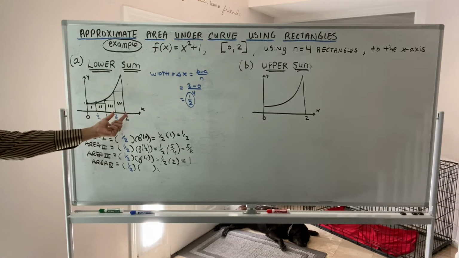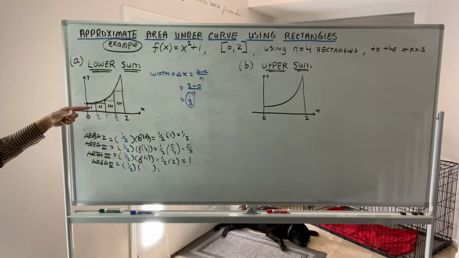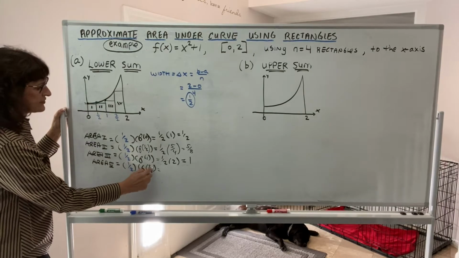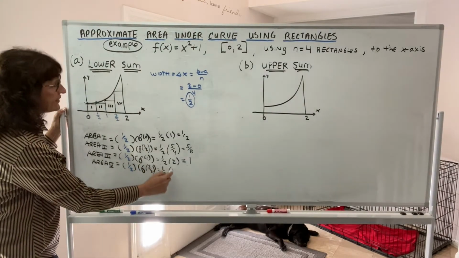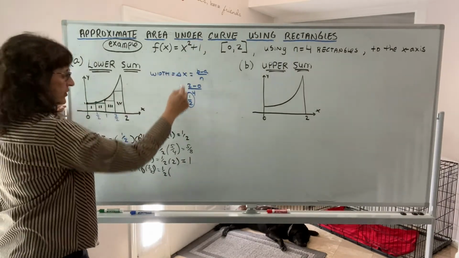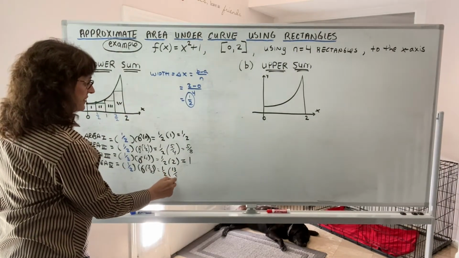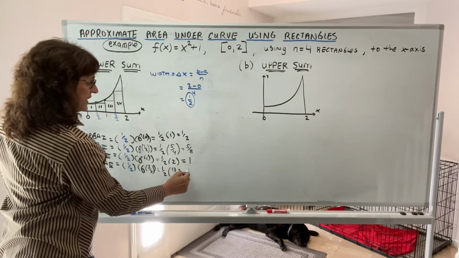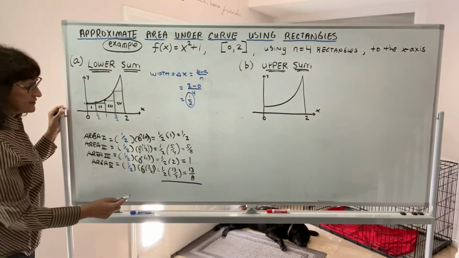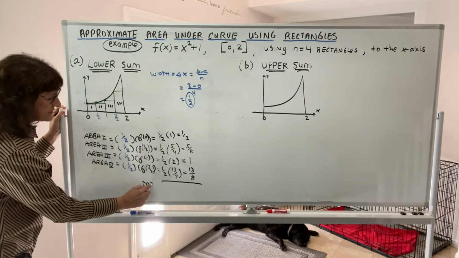Our fourth rectangle width is 1/2, and what is the height? The height is going to be the function value at 3/2, f of 3/2. So 1/2 for the width, and 3/2 squared is 9/4, and 9/4 plus 4/4 gives us 13/4. Multiply that by the width of 1/2, and you get 13/8. So what is our total area?